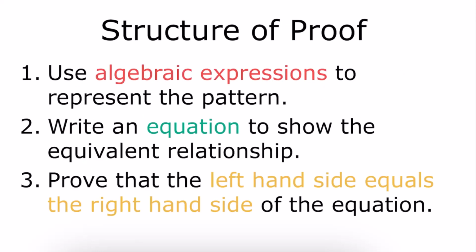So, to review, the structure of an equivalence proof, or the way that you write an equivalence proof, is you use algebraic expressions to represent the pattern. Then you write an equation to show the equivalent relationship. And then you prove that conjecture, that the left-hand side really does equal the right-hand side of the equation in all cases. I will also post a PDF of this written up proof because this video just kind of outlined the thinking process for it.